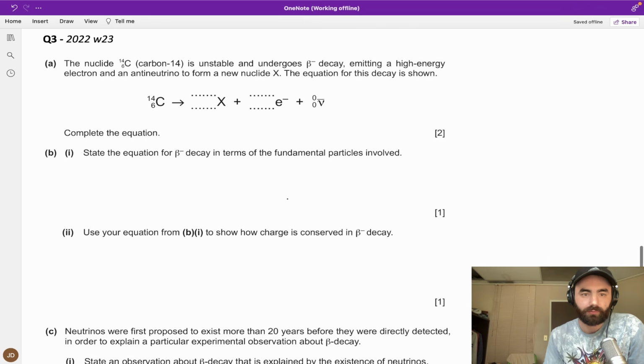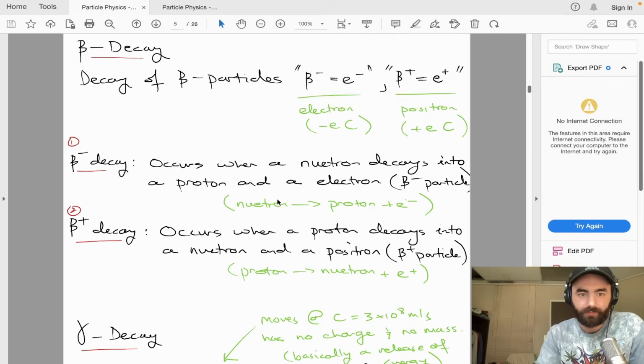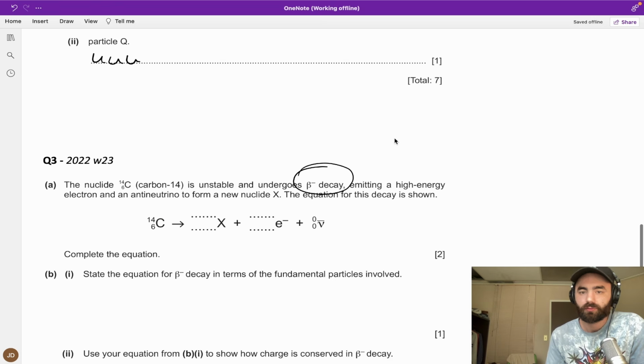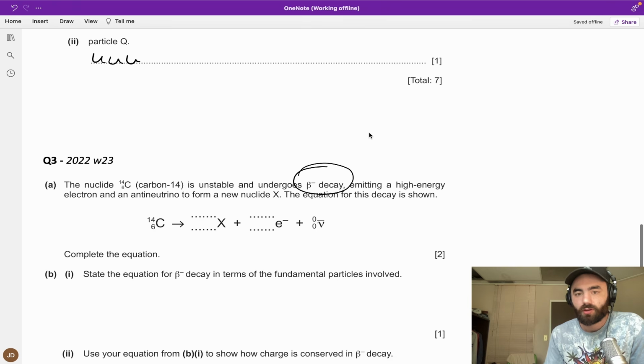Okay, finally we'll do this one. So we've got carbon. It's unstable and it undergoes a beta minus decay, emitting a high energy electron and antineutrino to form... In this kind of decay, we have a neutron decaying into a proton and electron. You shouldn't need to remember that. That should make sense to you by the balancing of charge, proton numbers here.